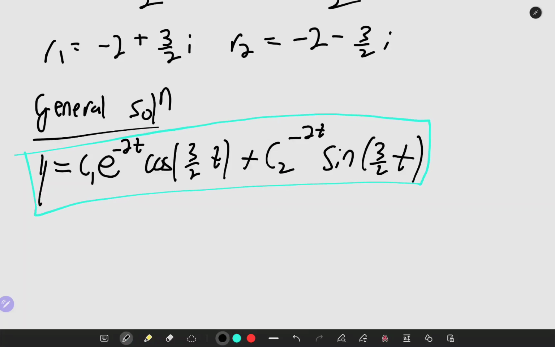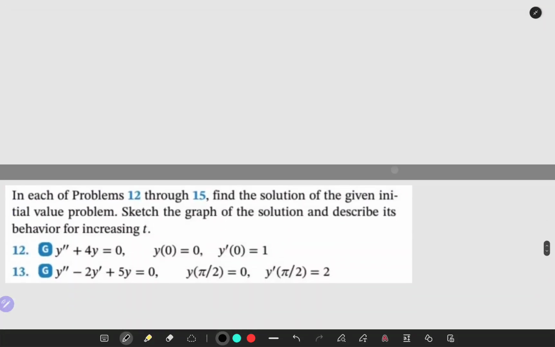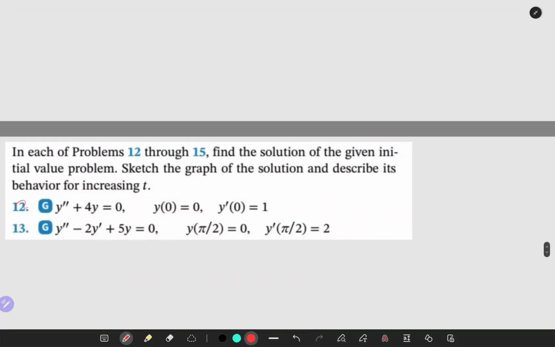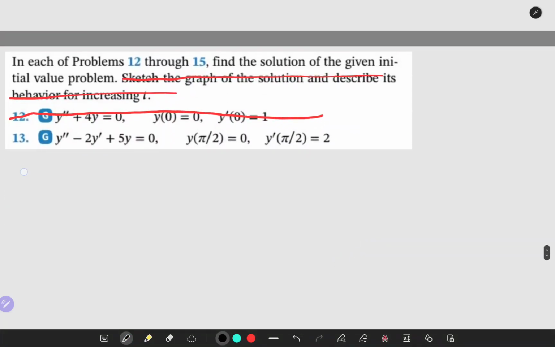Now I believe we have one down here. Yes, I just want to look at 13, I think. Yep, just 13. So these ones are a little bit longer. We have initial conditions. So guess what? We're going to find the general solution. We're not going to sketch the graph. That requires a calculator. We're not going to do that. So let me rewrite this.